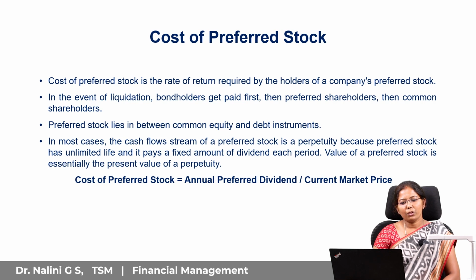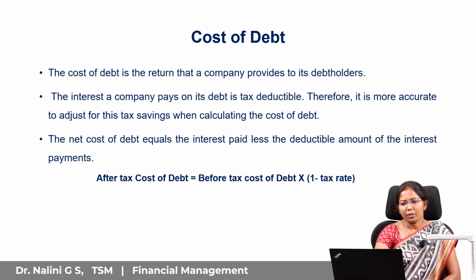Cost of preferred stock. Cost of preferred stock generally lies in between common stock and debt instrument. It is in between debt and equity, because, like debt, the company has to pay regular dividend to preference shareholders. So this is the cost incurred by the company to raise money from the preference shareholders, called the cost of preferred stock. To measure the cost, annual preferred dividend divided by current market price gives us the cost of preferred stock.